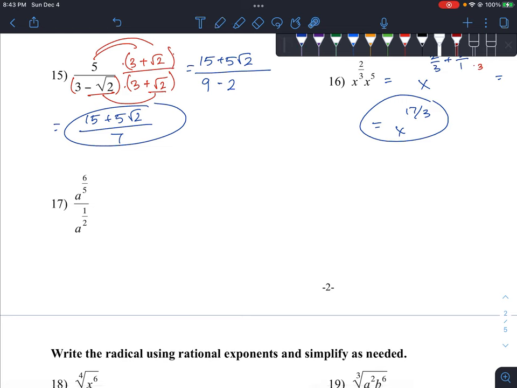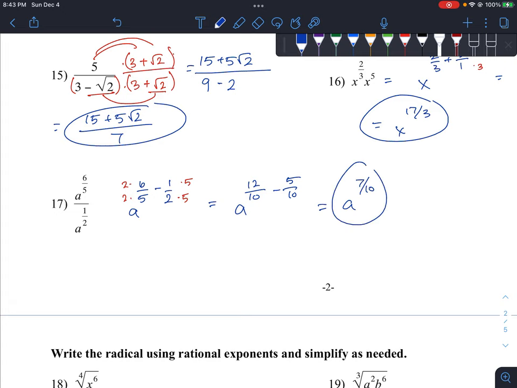For 17, very similar. I have two powers on the numerator and denominator, but because they're the same base, I can subtract their exponents. So a to the 6/5 minus 1/2. To get a common denominator, it would have to be 10. So multiply by 5 and 5, and multiply by 2 and 2. So I get a to the 12 over 10 minus 5 over 10. That's equal to a to the 7 divided by 10. Okay.